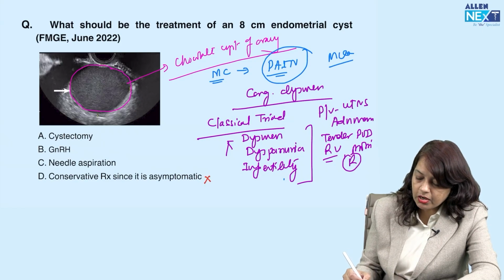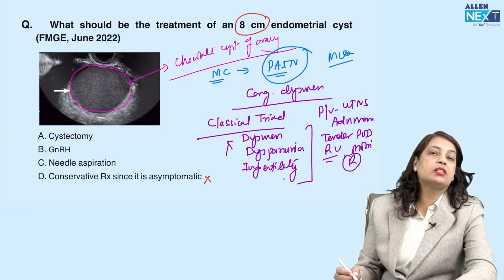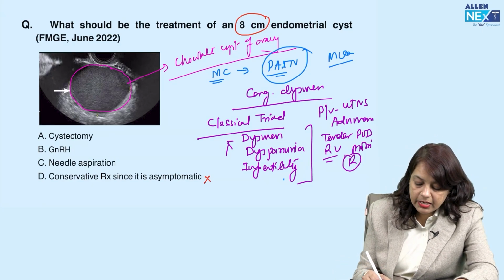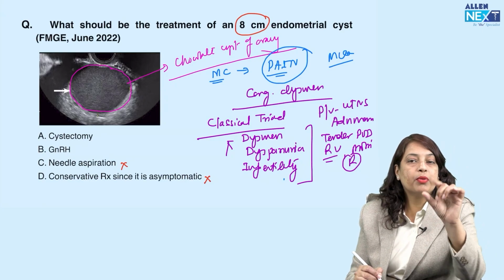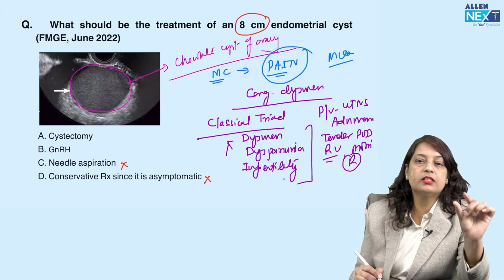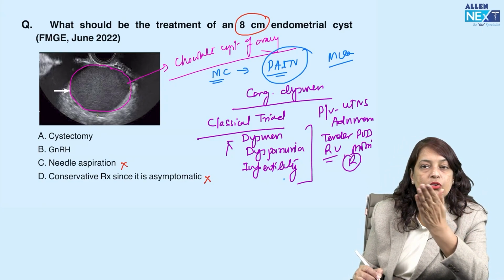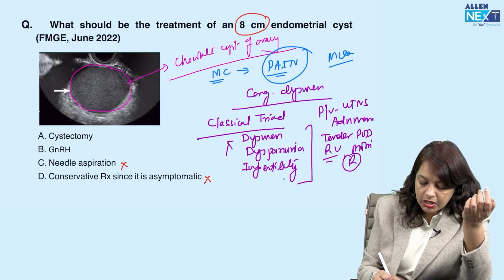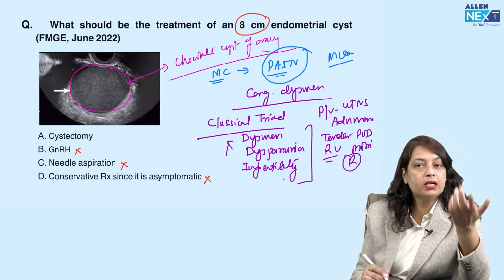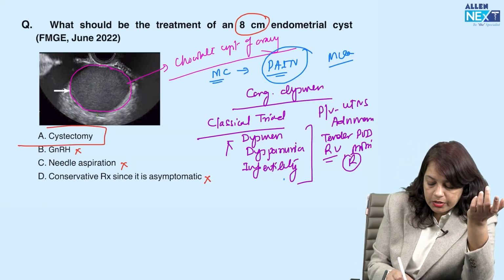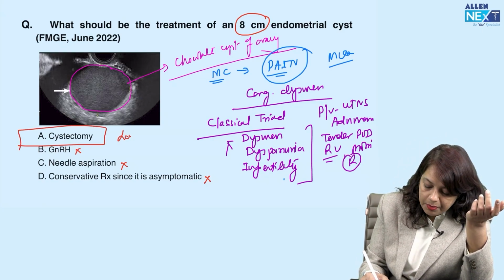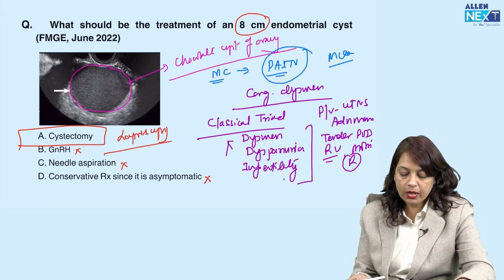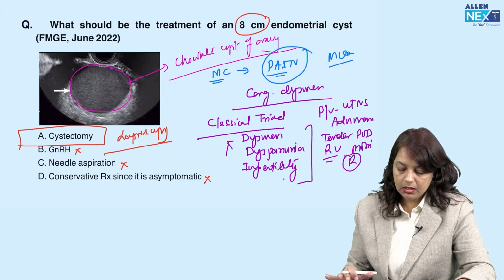There is no role of conservative treatment since the size of this endometriotic cyst is more than 8 centimeters. Needle aspiration will not work, because whenever there is any cyst in the body, it has to be taken out along with the cyst wall, because the chances of recurrence are high. GnRH is just going to be the medical treatment. So here I am going to do cystectomy, and preferably laparoscopically.